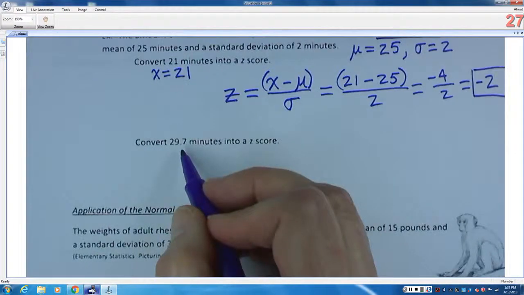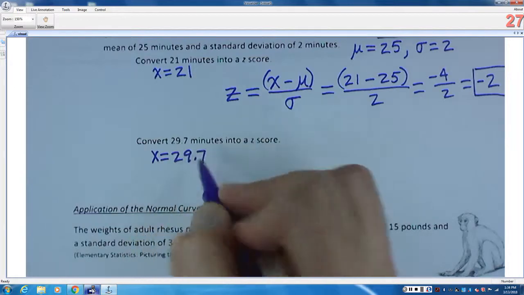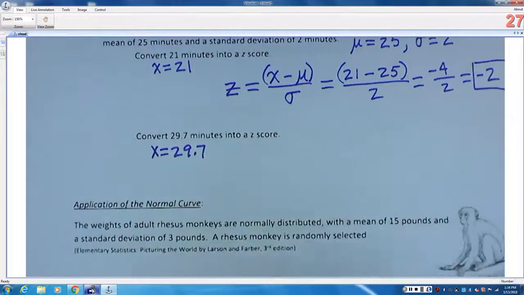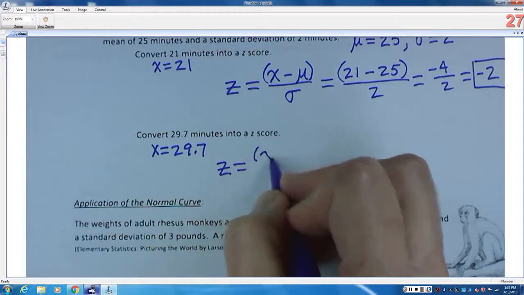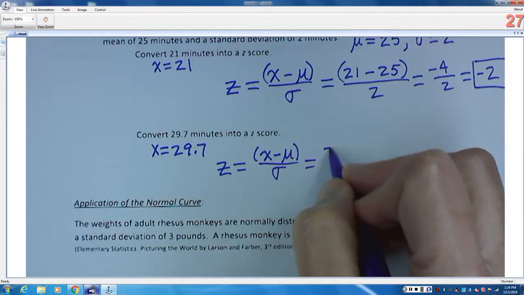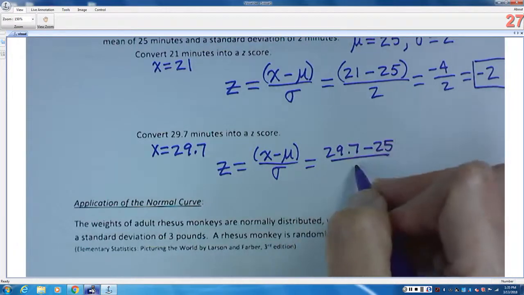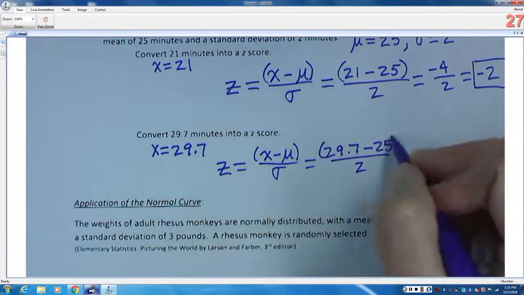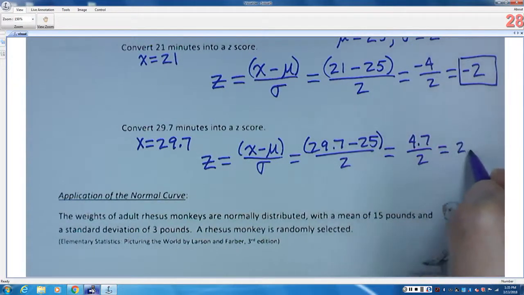Convert 29.7 minutes, so X is 29.7, to a z-score. So z is X minus mu over sigma, 29.7 minus 25 divided by 2. That's 4.7 divided by 2, or 2.35.